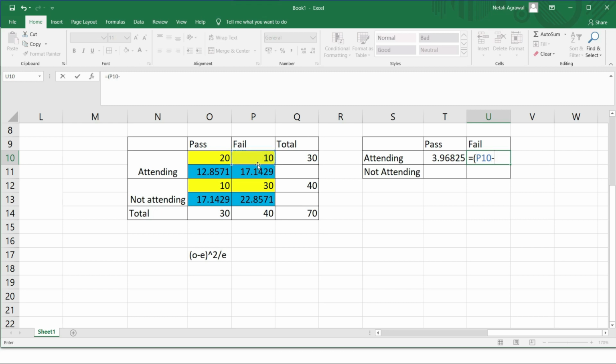Observed minus estimated. See, all these things are very easy to do with a tool, but you need to understand the concept behind it. That is where people don't understand this and they fail in their interviews when they are asked these basic questions.